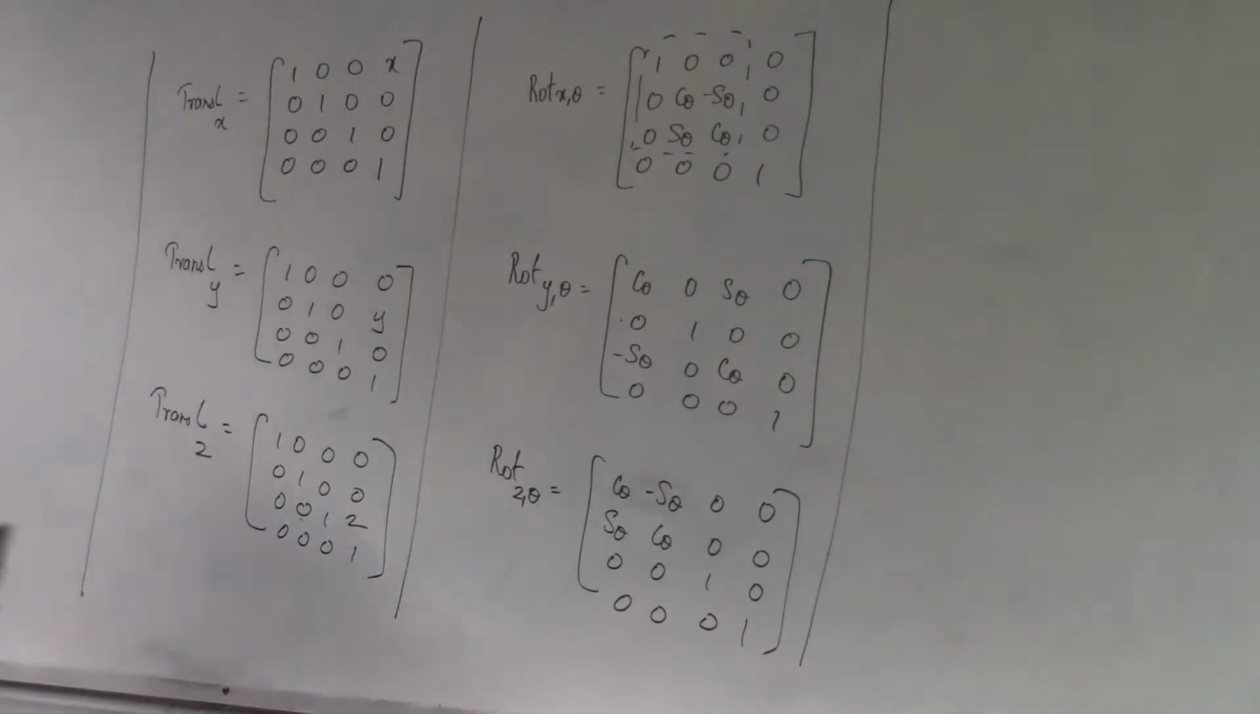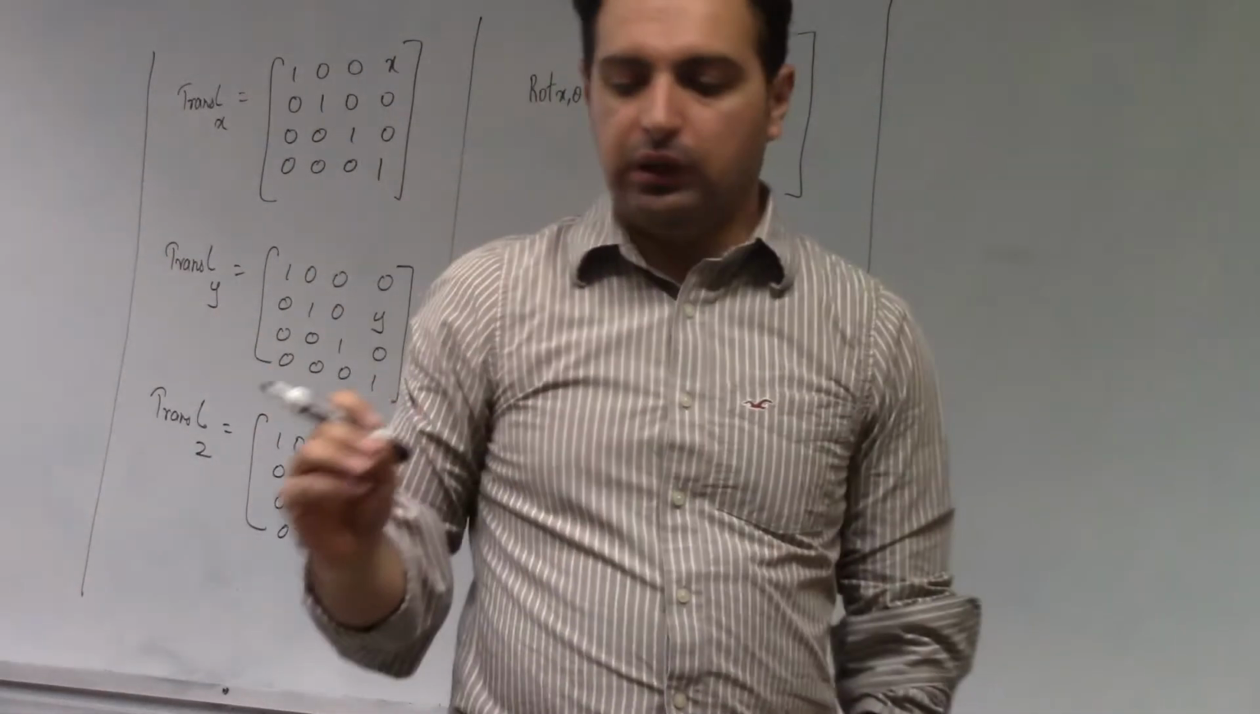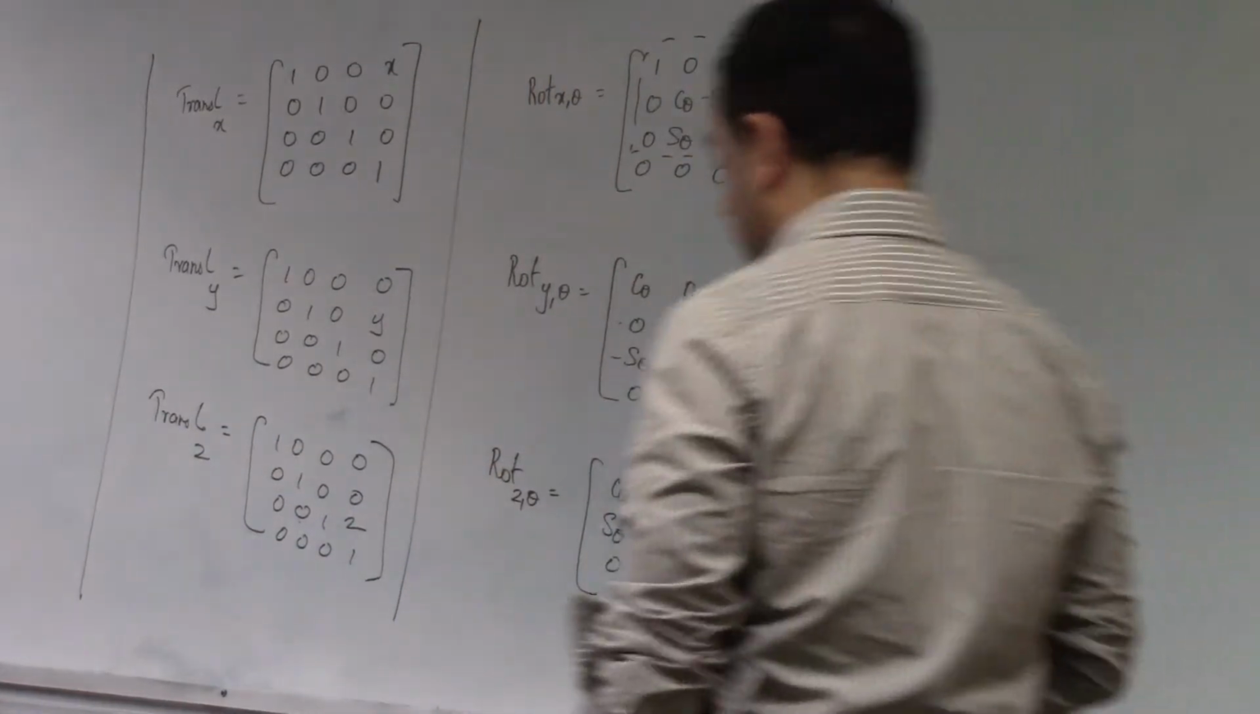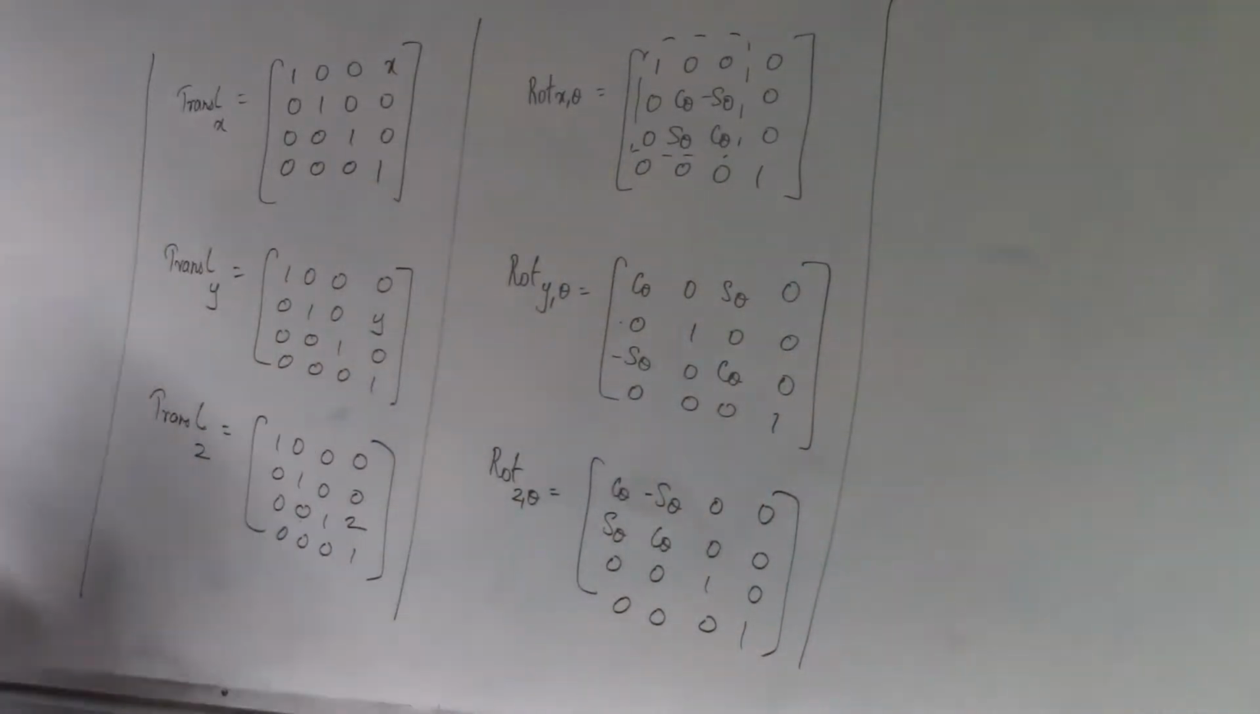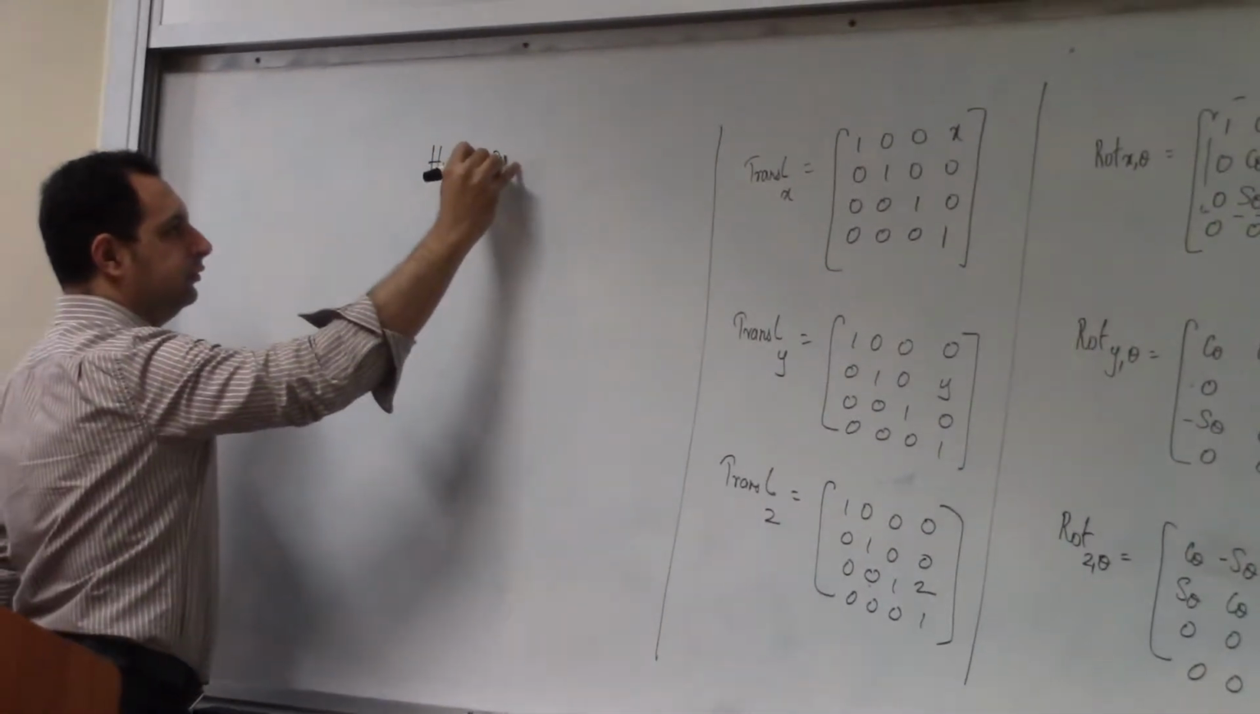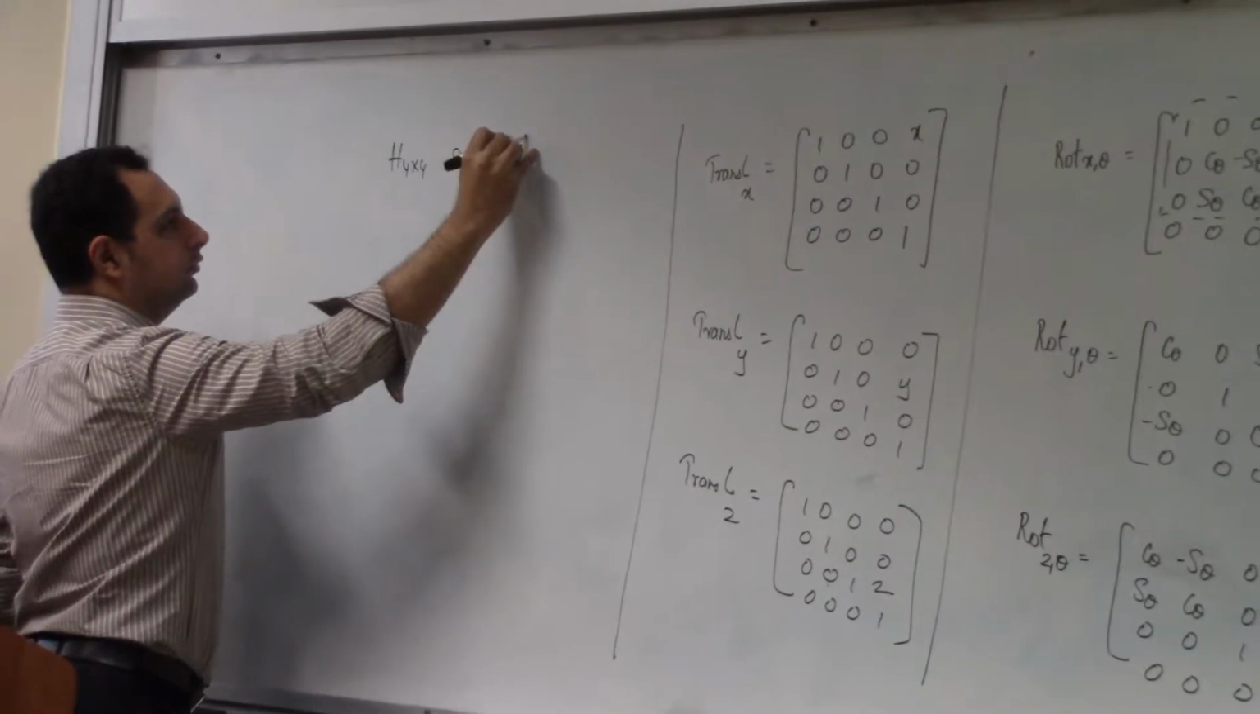Now if you remember the properties of R3 by 3, which is an orthogonal matrix, H4 by 4 is not orthogonal.